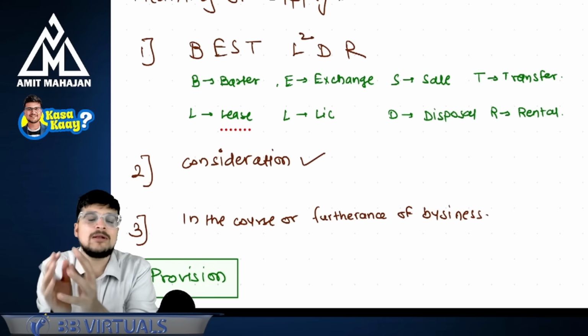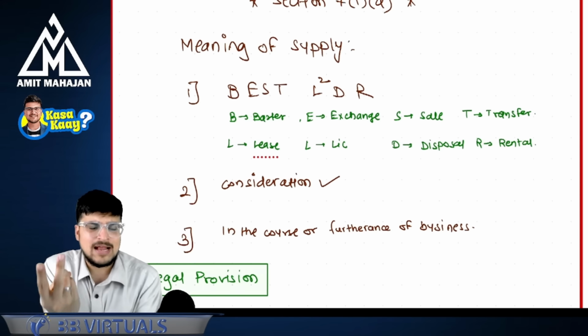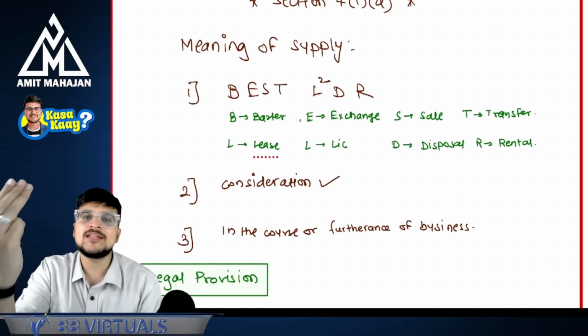So till now we have seen 7.1a. Under 7.1a, there are three conditions: the first is the list of transactions, sale, barter, lease and so on. The second is there has to be a consideration. And it should be in the course or furtherance of business. Perfect. Okay, this is your 7.1a, and I have written the legal provision for you to understand what to write exactly.